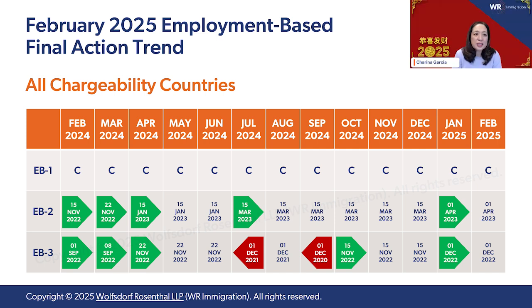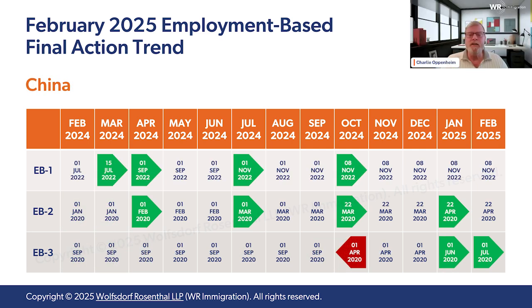Okay, and if we go to the next slide, this one talks about employment-based China. So any comments you have on this? Now, here again, you see the October big changes, October, January. The February for China third preference did advance.